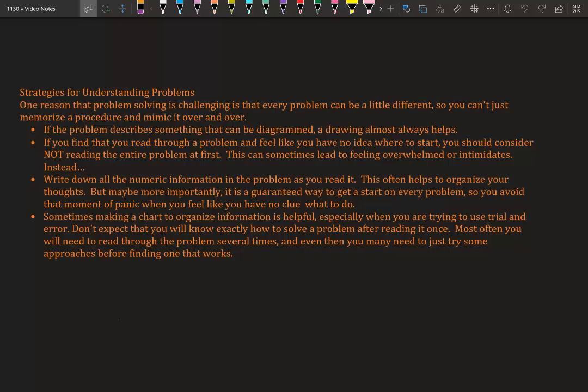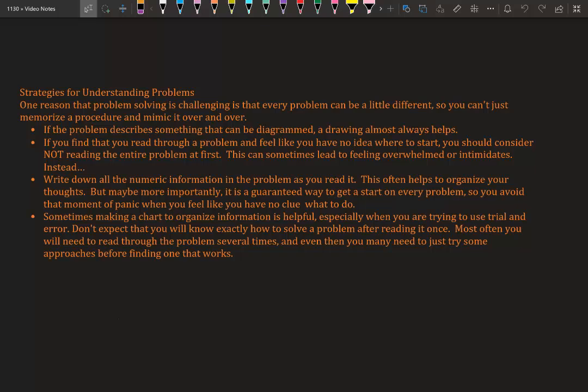If you find that you read through a problem and feel like you have no idea where to start, you should consider not reading the entire problem at first. This can sometimes lead to feeling overwhelmed or intimidated. So I do that. When I read a word problem, and especially if it's a massive word problem, I will read it and be like, what did I just read? So take it sentence by sentence.